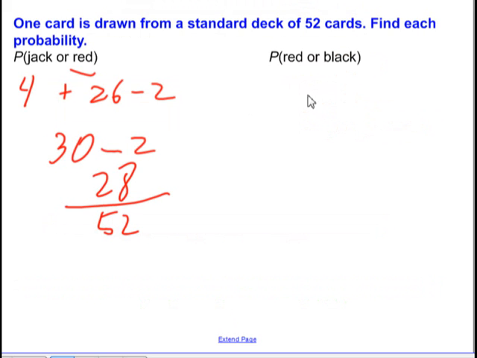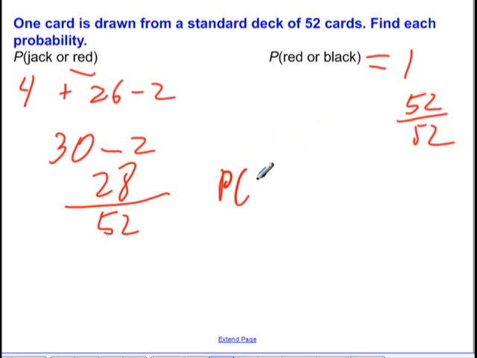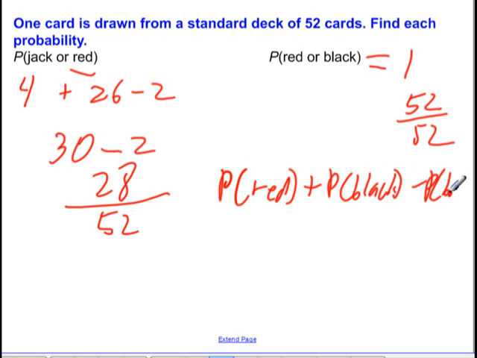Let's look at another example. If I wanted the probability of getting a card that is either red or black, you may be saying, well, all the cards are either red or black, so the probability is certain. It would be 1, or 52 out of 52, and you would be right. But if we stick with the formula we just saw, it would be the probability of getting a red plus the probability of getting black minus the probability of a card that is both red and black.